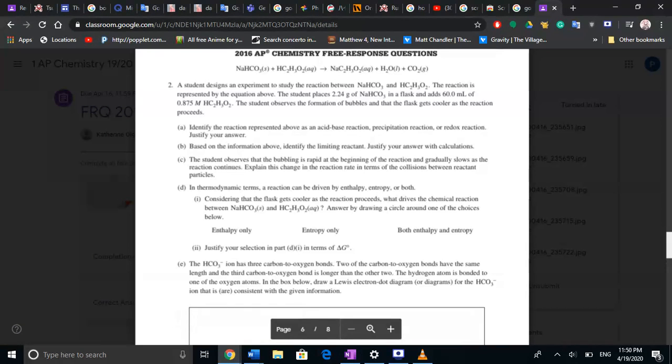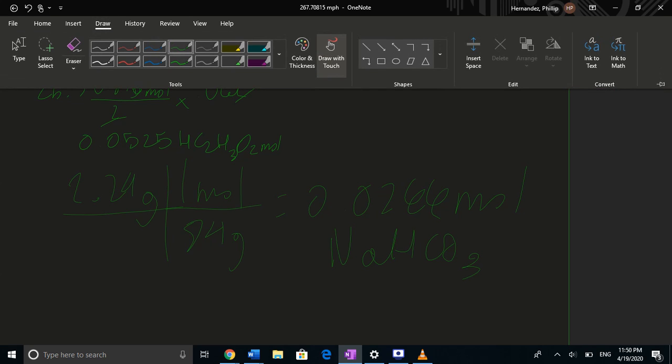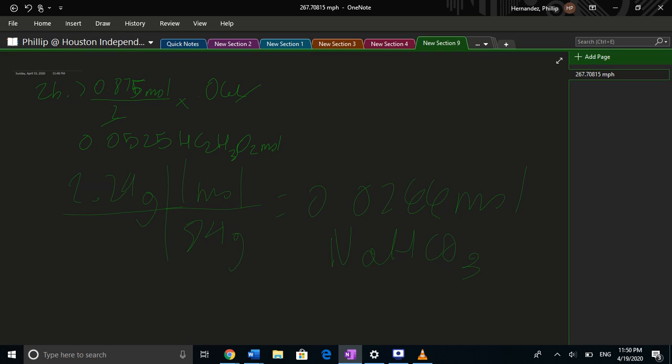Normally we would have to do an actual stoichiometric calculation, but because there is a 1-to-1 ratio, we don't need to do any further stoichiometry. At this point, we can compare because their ratios are equal. Based off the numbers, 0.0266 is less than 0.0525. So NaHCO3 is our limiting reagent.